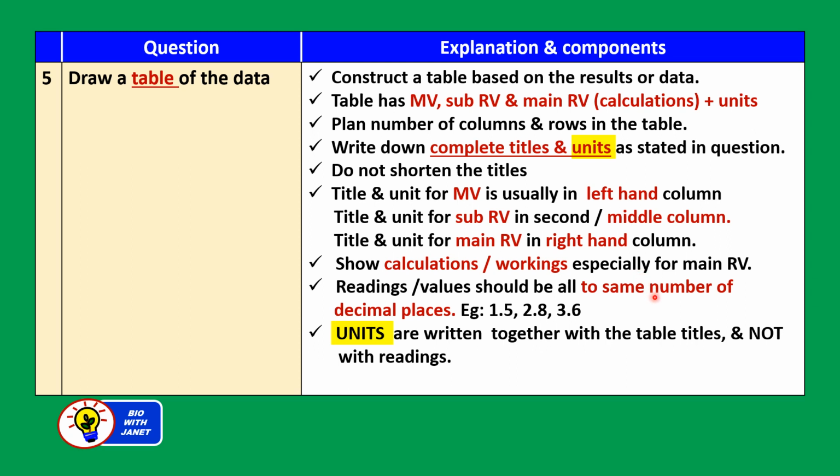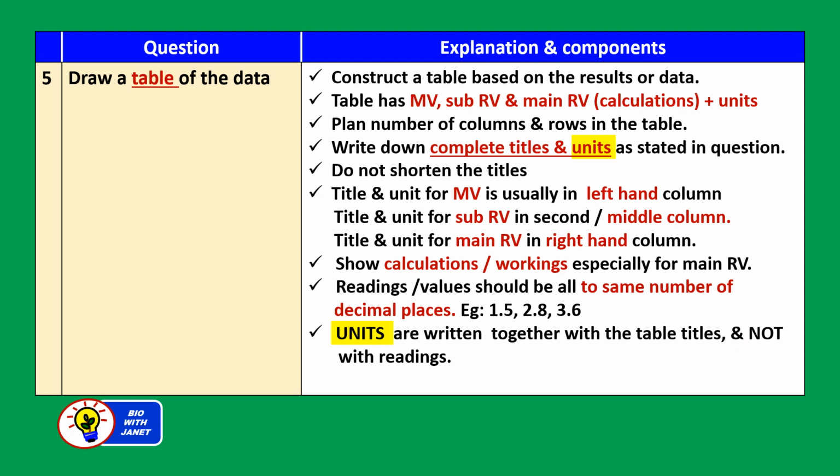Now, readings and values should be all to the same number of decimal places, should be consistent. For example, if you have one reading that's 1.5, another 2.8, another 3.6, you cannot write 1.5 and then suddenly 2.81. That's to 2 decimal places already. So usually it's to 1 decimal place, usually. Okay, depends on the experiment. But if the value is very small, you may have to go to 2 decimal places and so forth. If the value or reading is very small. Now, units are written together with the table titles, not with the readings itself.